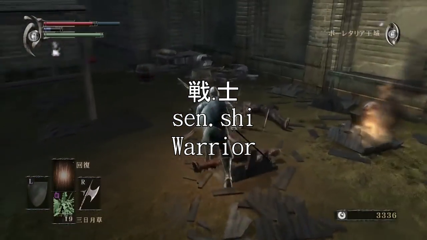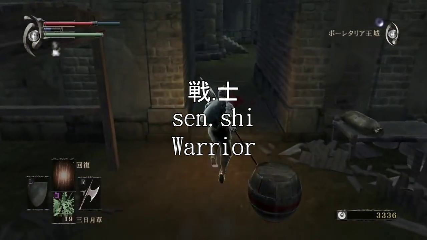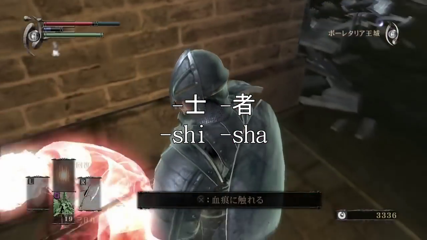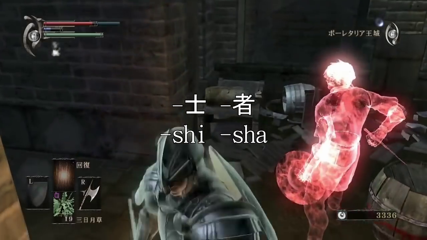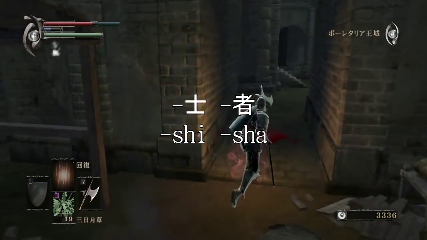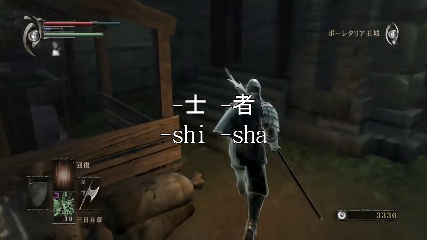Senshi, warrior. Battle plus gentleman equals warrior. We've already seen sha as a suffix to a couple of different occupational names or other labels for people. Shi, gentleman, is in the same class of words, but it carries more esteem than sha.